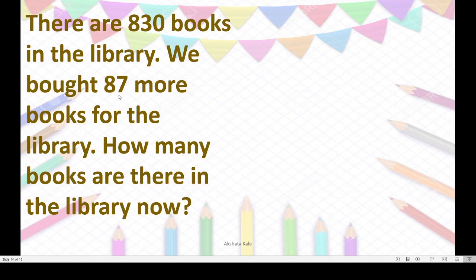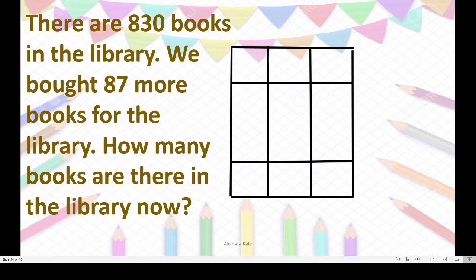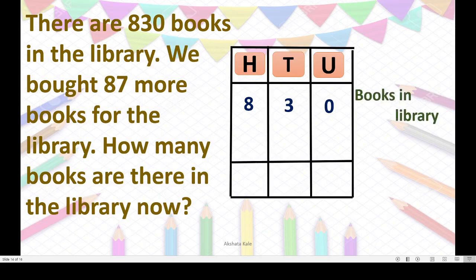Okay. Now we will make the table first. Now we will write places. Now we will write number, that is 830 first. Books in the library, right? And how many more new books we bought? That is 87. So we will write 87 here. New books, correct? Now we will add these two numbers.